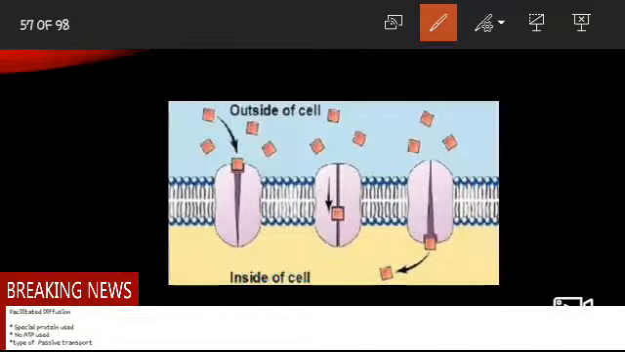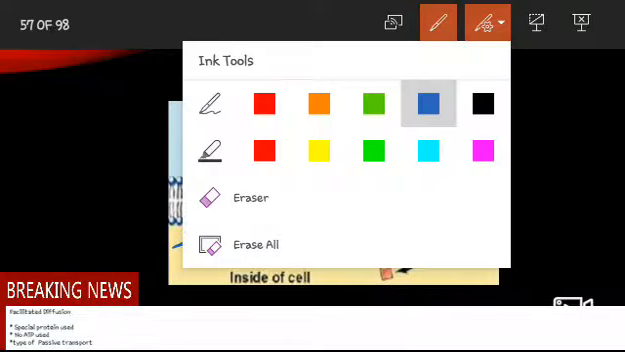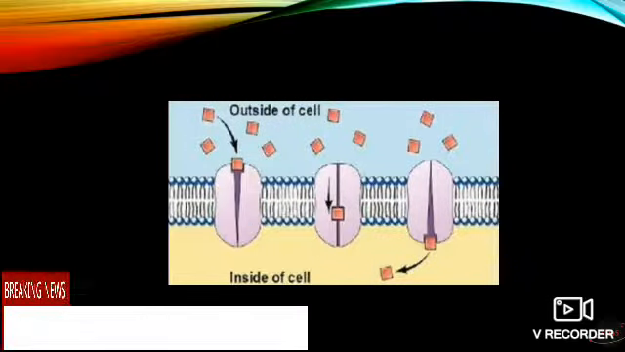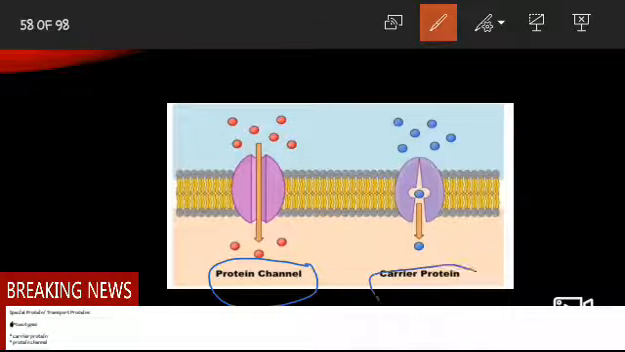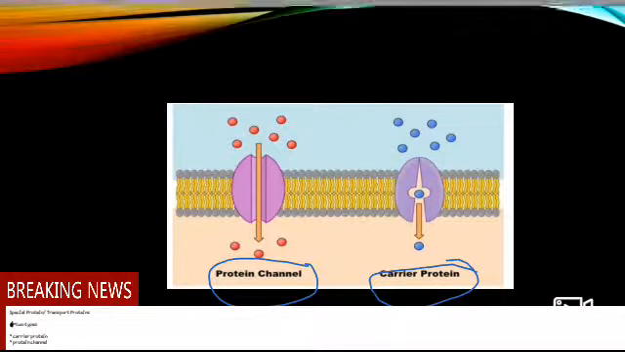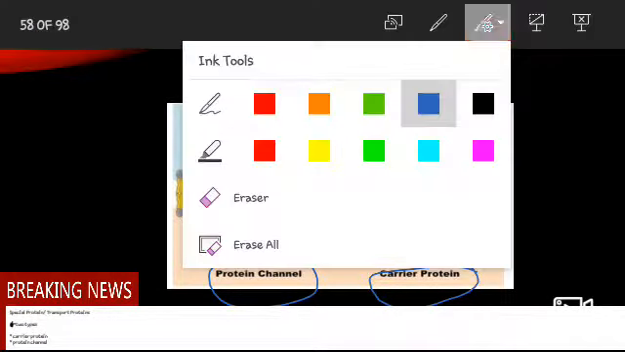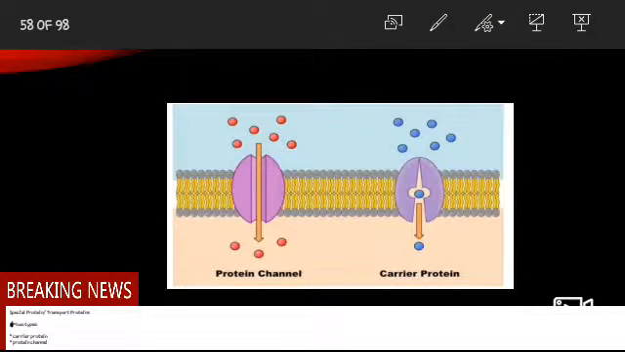Now, as I told you that special proteins are present, so these special proteins are of two types, that is protein channel or carrier protein. We will discuss both these, protein channel and carrier protein, one by one. So first we will discuss about carrier protein.